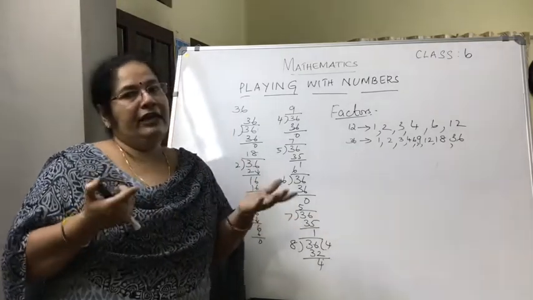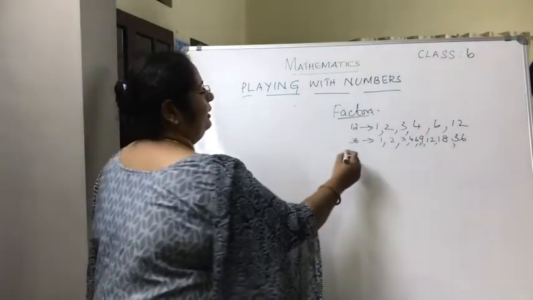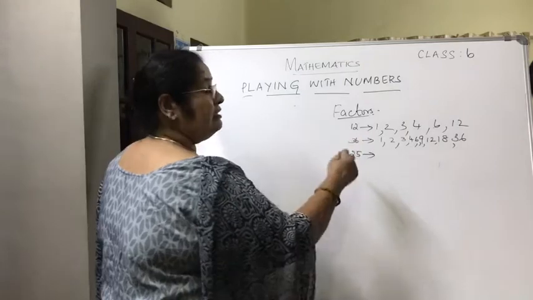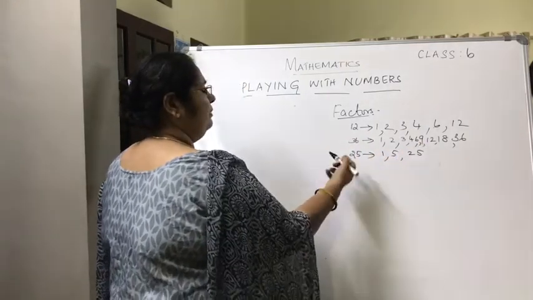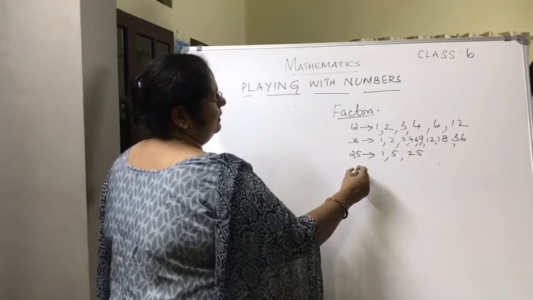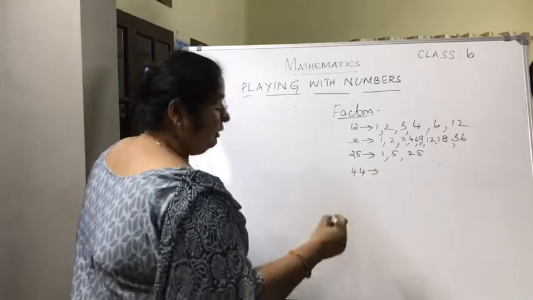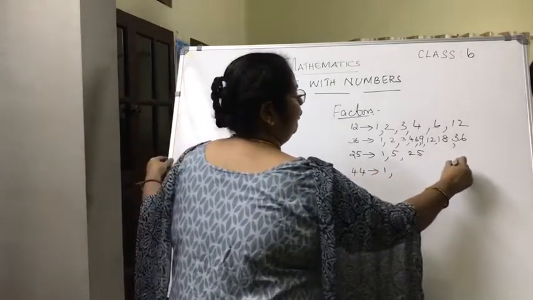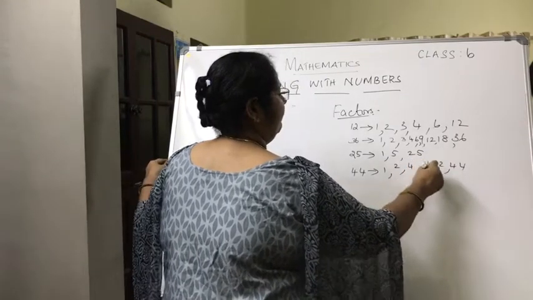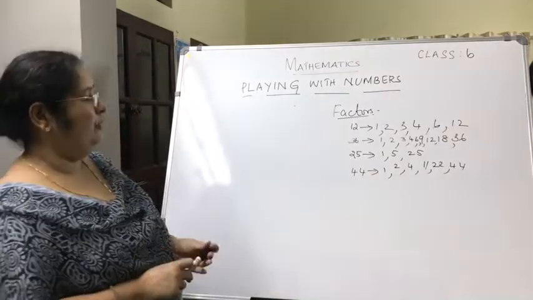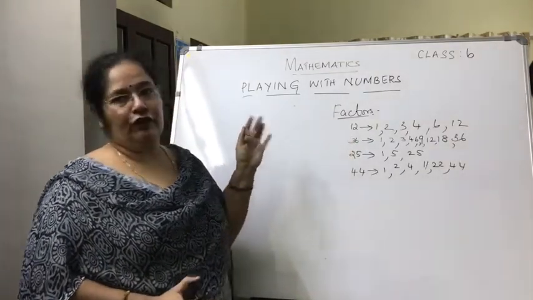What more can we get about factors? I may write the factors of 1 or 2 more. Okay, 25. Let us take 25. The factors of 25 will be 1, 5, 25. One more we can take, say 44. What are the factors of 44? 1 and 44, 2 and 22, 4 and 11. So these are the factors of 44. I have listed the factors of some of the numbers, say 12, 36, 25 and 44.